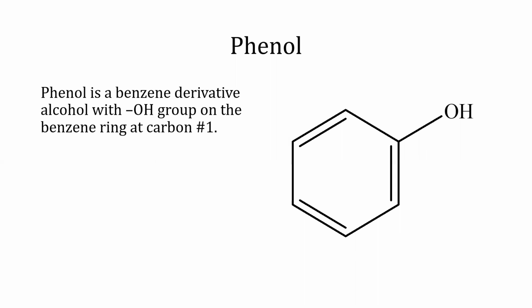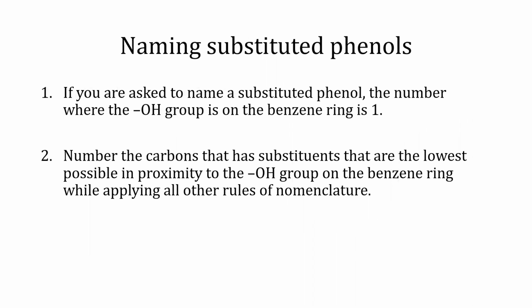A common benzene derivative alcohol is phenol, with the OH group on the benzene ring at carbon number 1. Naming substituted phenols can be done by the following steps. 1. If you're asked to name a substituted phenol, the number where the OH group is on the benzene ring is 1. 2. Number the carbons that have substituents as low as possible in proximity to the OH group on the benzene ring while applying all other rules of nomenclature.